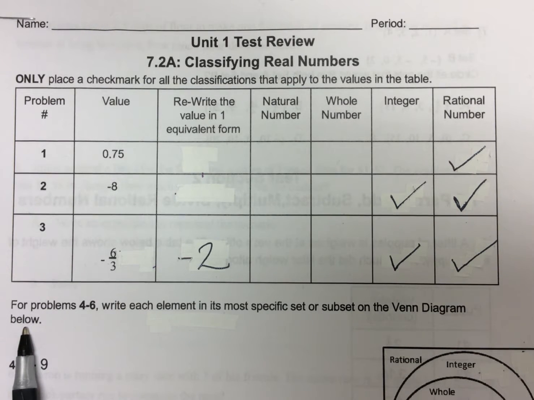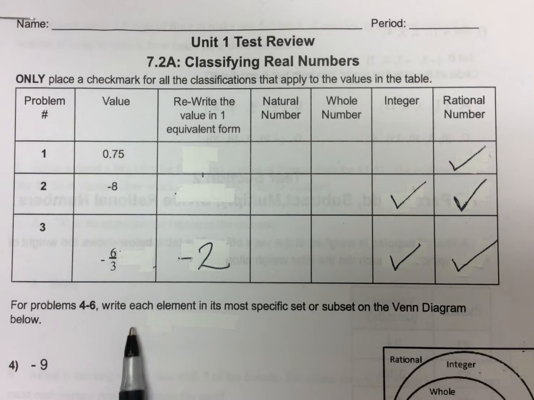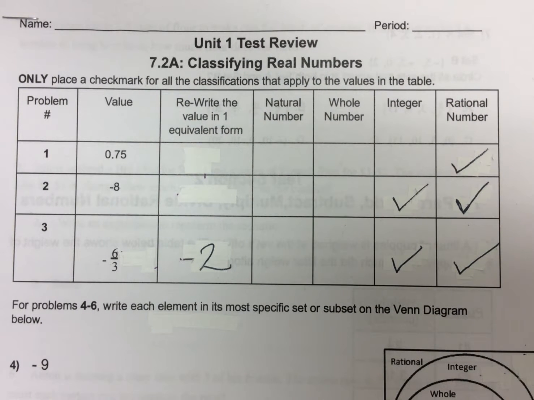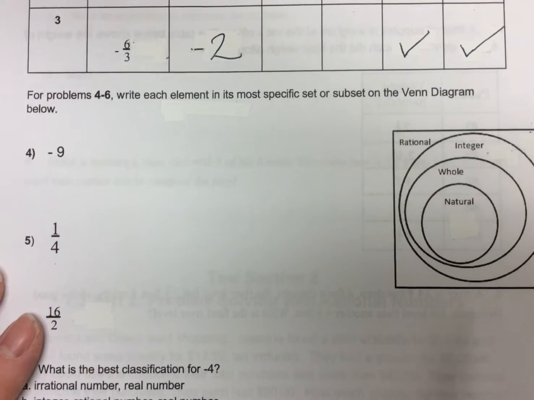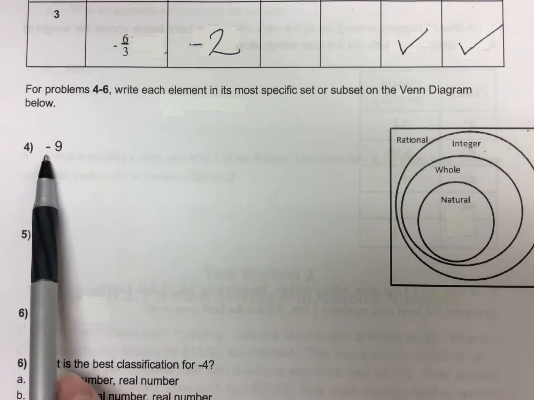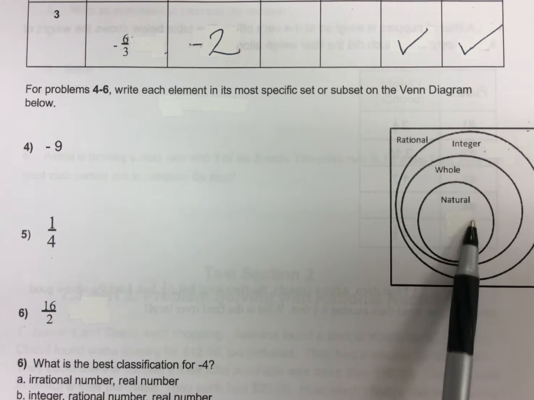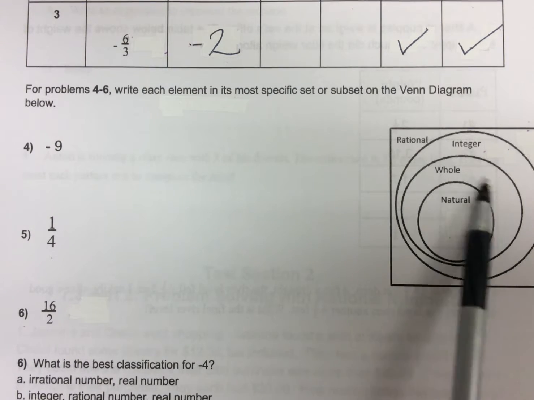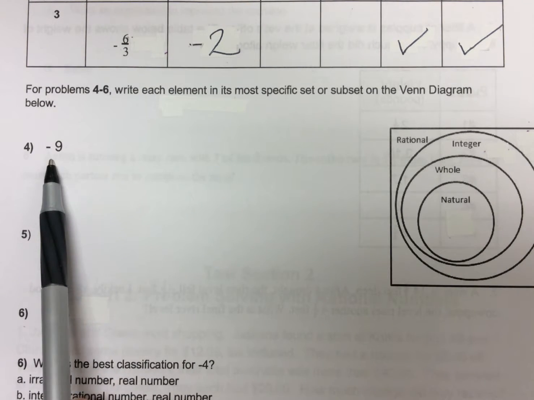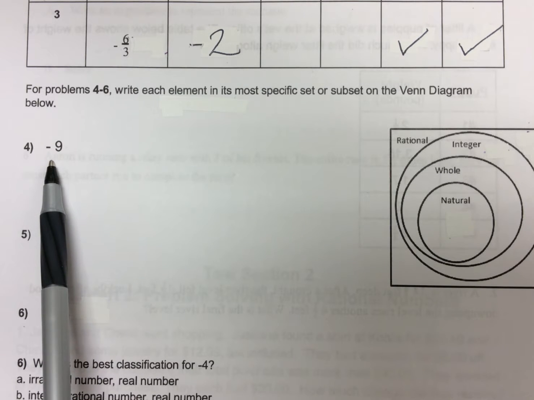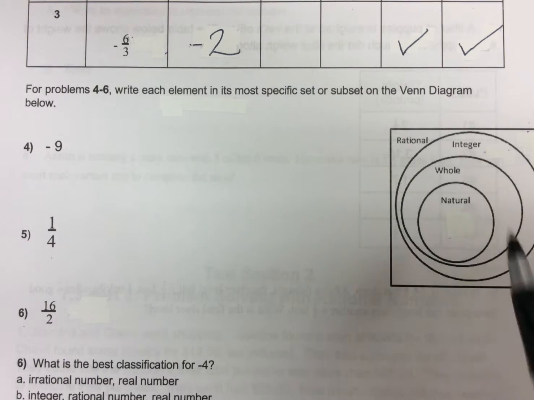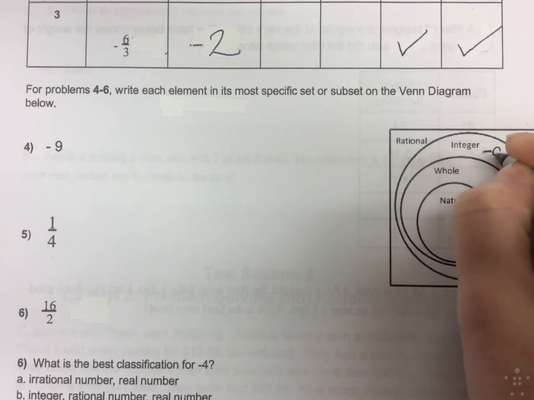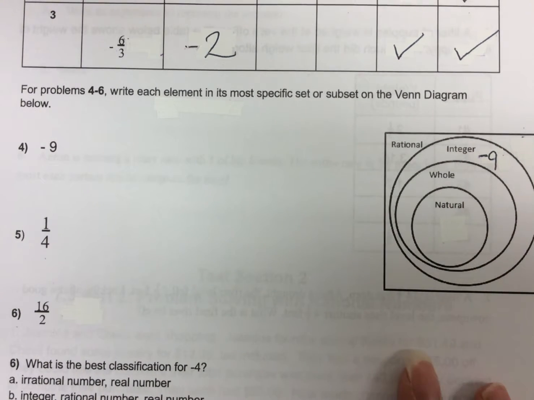If we look at numbers 4 through 6, we're going to write each element in its most specific set or subset on the Venn diagram. We have -9 for number 4. It's a negative, so we know it can't be natural and it can't be whole. It does not have any fractional parts, so we know it can be an integer. So -9 would go in the integer section.